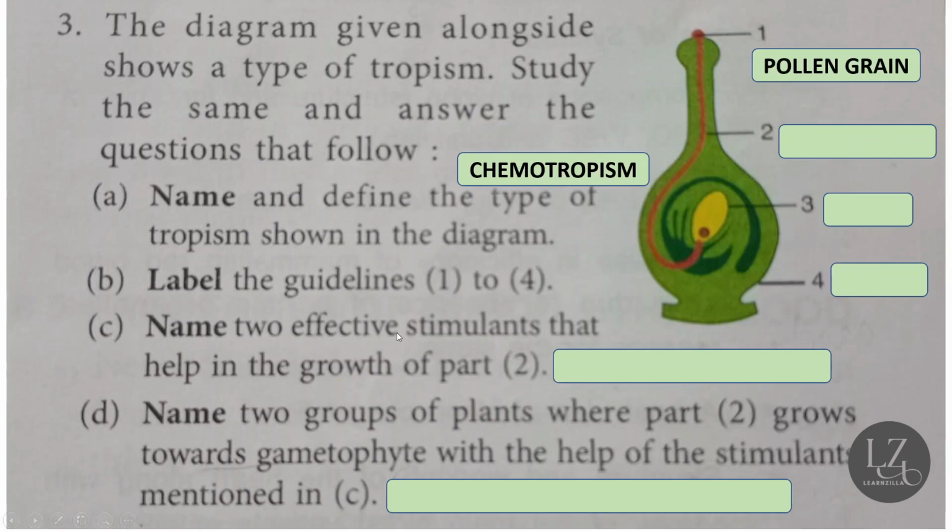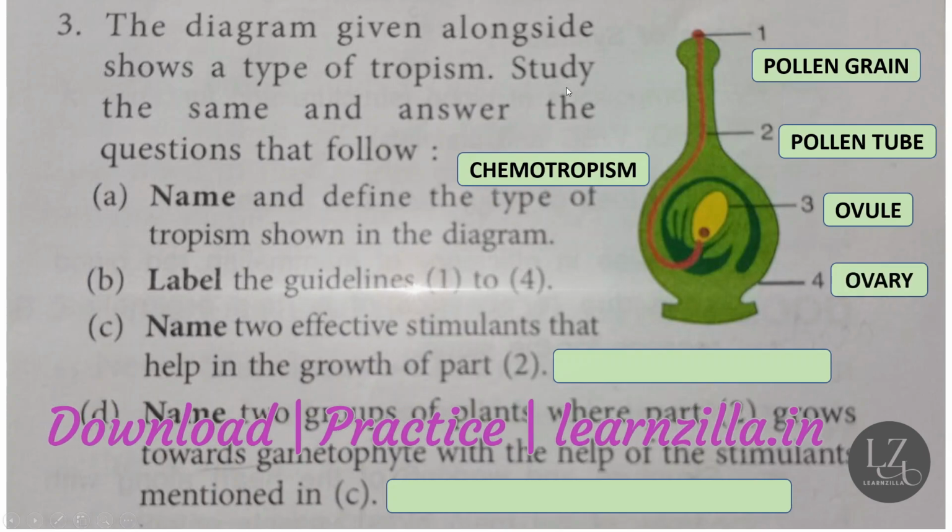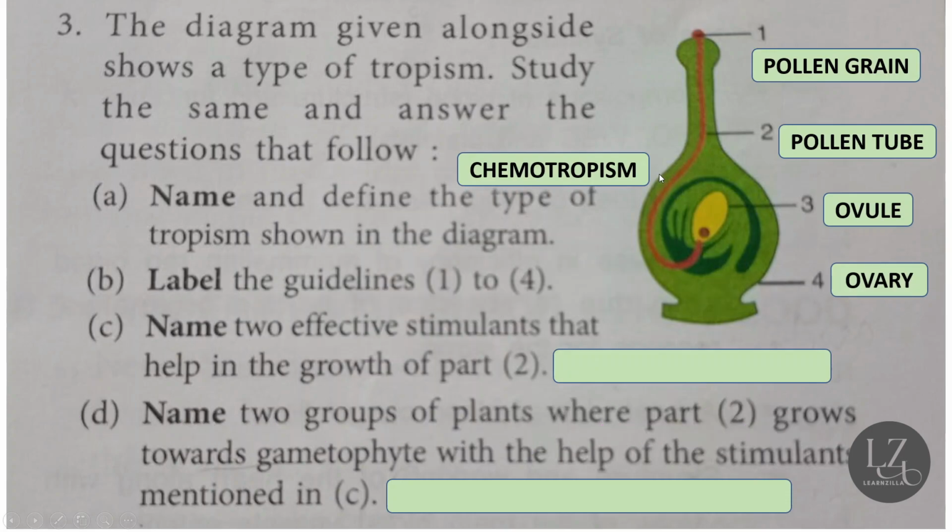The part, label the guidelines 1 to 4. 1 is pollen grain, 2 is pollen tube, 3 ovule, and 4 is ovary. Name 2 effective stimulants that help in the growth of part 2. Part 2 is pollen tube. What are the 2 stimulants or chemical substances that are helping in the growth of the pollen tube?